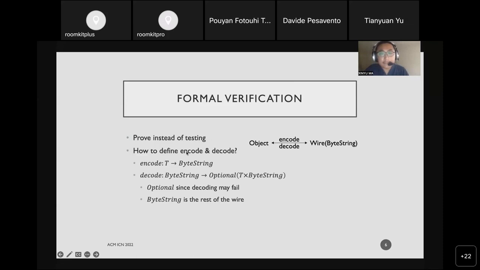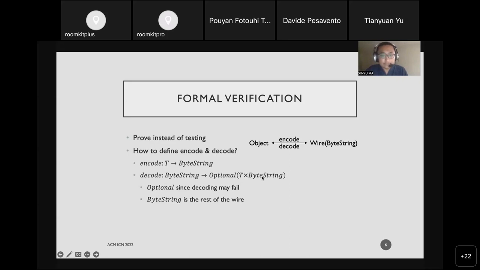The first step is we need to formally define what encoding and decoding are. For encoding, it is quite easy. Suppose the type T is the type we want to encode. The encoding will take an object of type T and return the encoded value of type byte string. For decoding, it's a little more complicated, because the decoding may fail, and also the wire may contain more than one object. So if the decoding decodes the first object, it must tell the program where the decoded object ends, so the program can move forward with the rest of the wire. So the type of decoding is like this. The input is just the byte string, but the output is optional because the function may fail, and when it succeeds, it should return both the decoded object and the rest of the wire, which contains the bytes that we didn't decode.